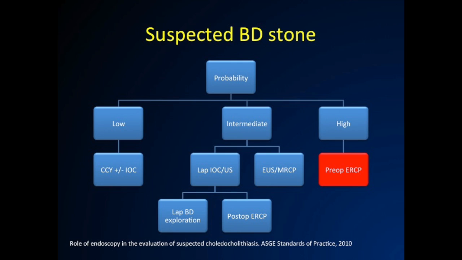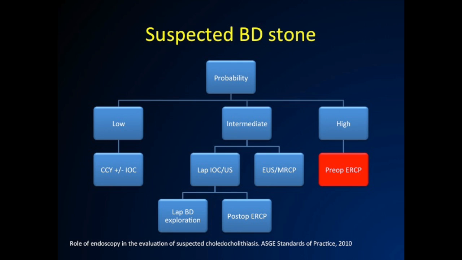Because none of them are low probability. They're all going to be at least intermediate probability. If they're intermediate probability, which is oftentimes where many patients fall, and this is very much a gray zone, if you have a good laparoscopic surgeon, they can do a laparoscopic intraoperative cholangiogram and even remove the stones from the bile duct, and we'll hear more about this on Wednesday at the Wednesday conference with Joe and Katie.